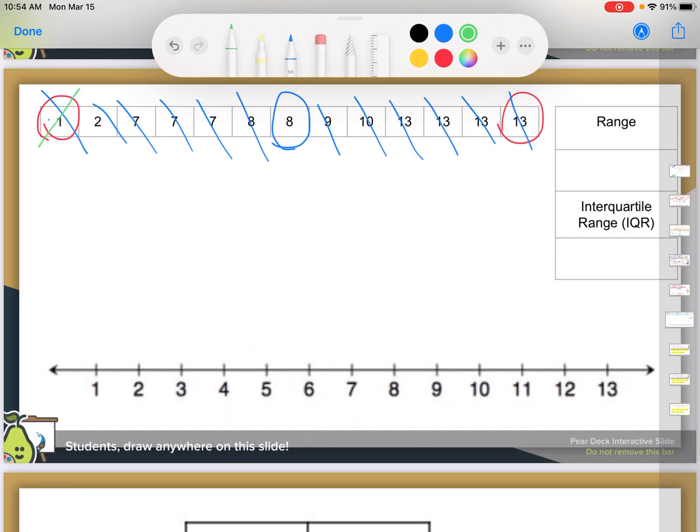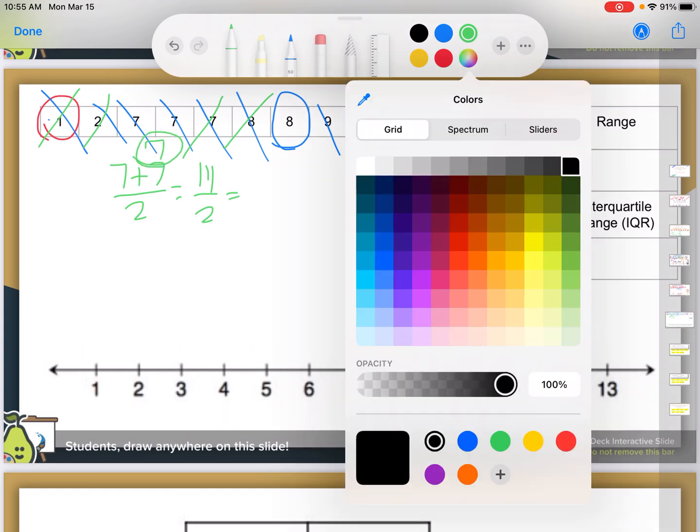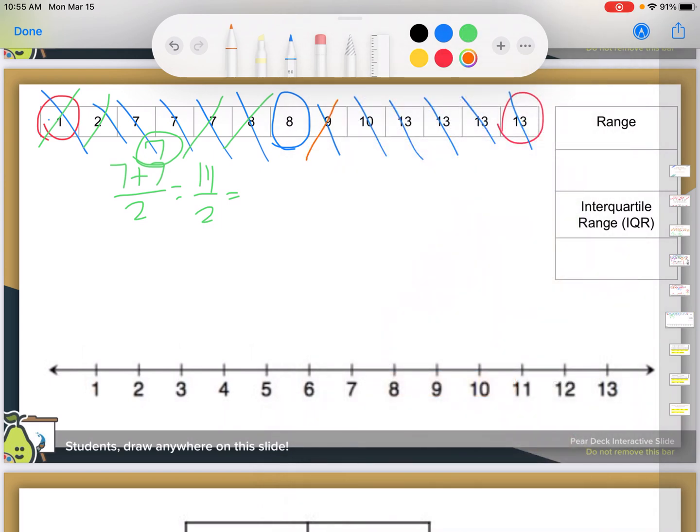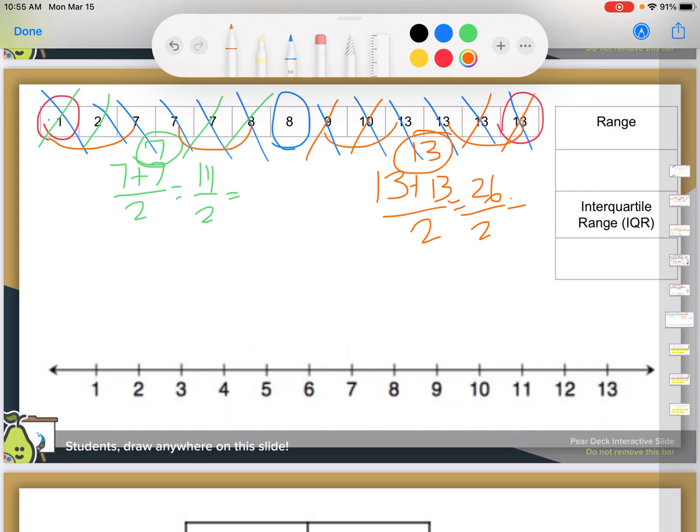Then I'm going to find my first quartile. So I have 2 numbers in the middle, so 7 plus 7 divided by 2. 14 divided by 2 gives me 7. And then I'm going to do the other side. 2 numbers in the middle again, 13 plus 13 divided by 2, so 26 divided by 2, and I get 13. So if you look, I have 3 numbers, 3 numbers, 3 numbers, 3 numbers. Okay, so I have the same number of numbers in each section.